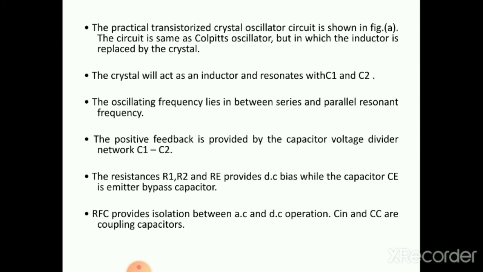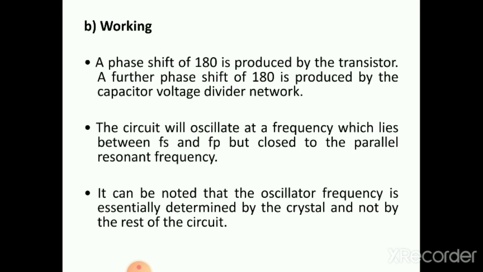The positive feedback is provided by the capacitor voltage divider network, that is C1 and C2. The resistances R1, R2, RE provide DC bias, while the capacitor C is the emitter bypass capacitor. RFC provides isolation between AC and DC operation. CN and CC are coupling capacitors.